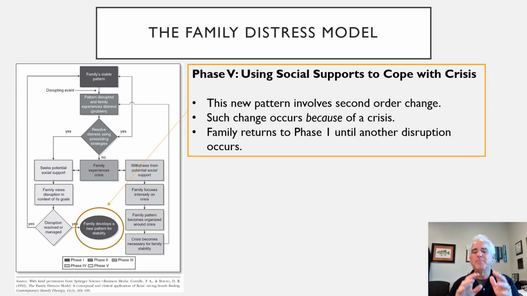Okay, so that's kind of an overview of the family distress model. Pretty helpful when it comes to thinking about how social workers can respond to families in stress. Now we want to turn to the contextual model of family stress, which will be on the next slide.